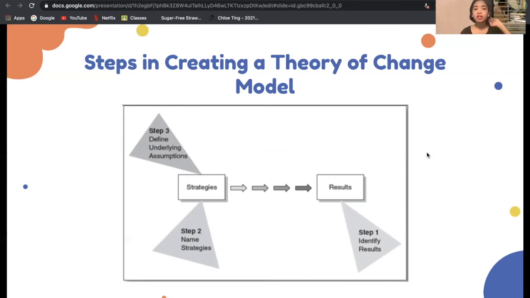And therefore, defining the underlying assumptions and knowing that we have bias because we're humans is very important, because it might affect our research itself and our theory itself. Therefore, before we start, after we name the strategies and all, we have to know the assumptions that we might think about, and therefore try not to make these assumptions affect the results. So yeah, that's my part of the presentation.